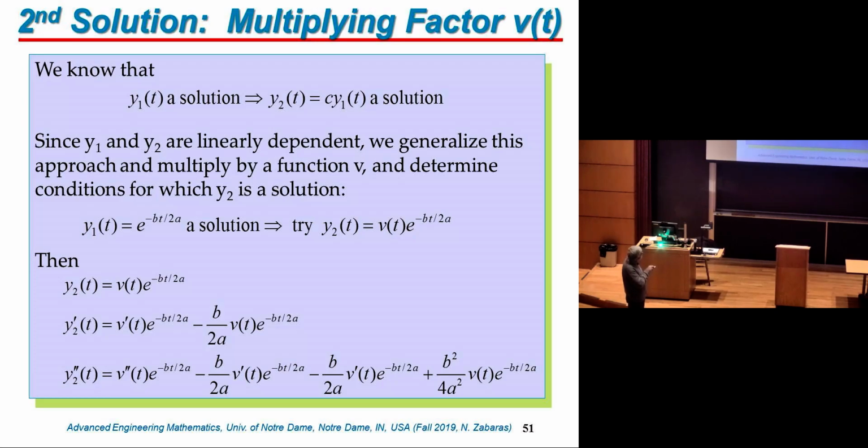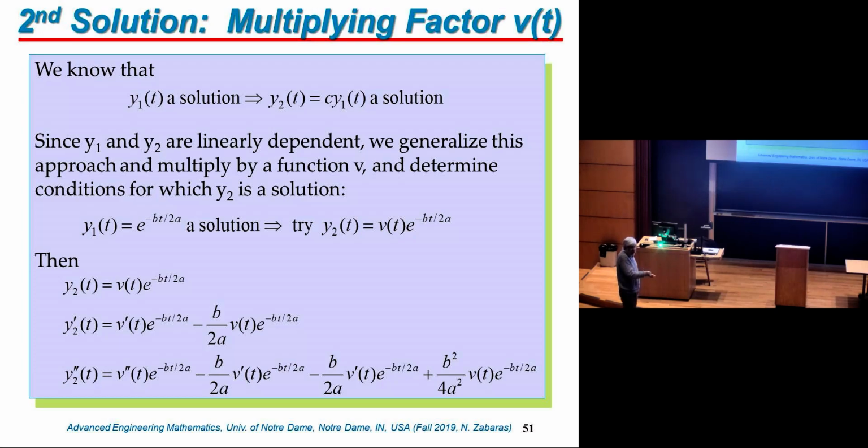So how do you come up with it? Let's do the very general case. How do you come up with a differential equation for v of t? All right? So v of t is unknown. So e to the minus bt over 2a is the first fundamental solution, and we multiply by some unknown function v of t. So the idea is, this y2 of t has to satisfy the differential equation.